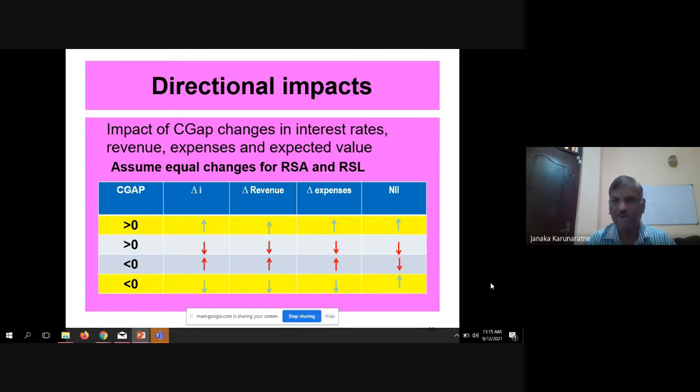So you can run any models under these four scenarios. That is, you have a positive gap, and if the interest rate rises, what is going to happen? And if the interest rate declines, what is going to happen? And if you have a negative gap, what is the impact if the interest rate rises, and what is the impact if the interest rate comes down? Okay, so that is the way that risk managers can look at the different impacts arising from movements in interest rates, right?